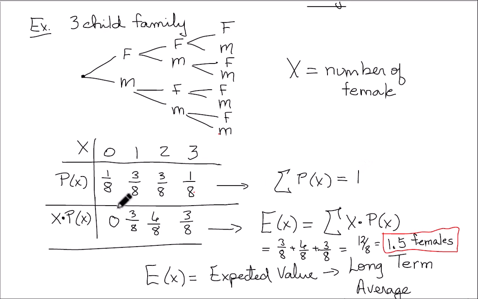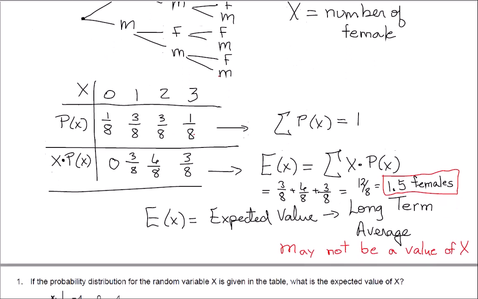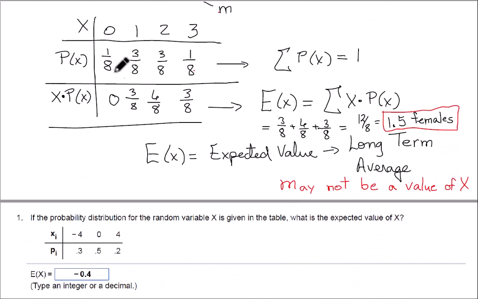We can form something in this section called expected value. What expected value is, we make another row in the distribution where we take X and multiply it by the probability. So 0 times 1/8, 0. 1 times 3/8, 3/8. 2 times 3/8, 6/8. 3 times 1/8 is 3/8.